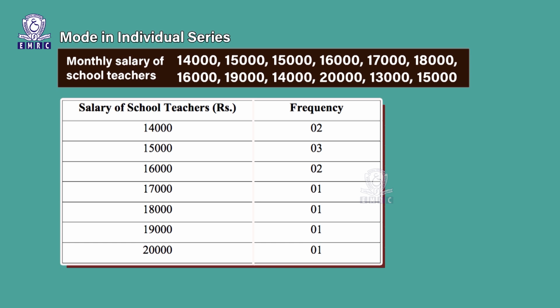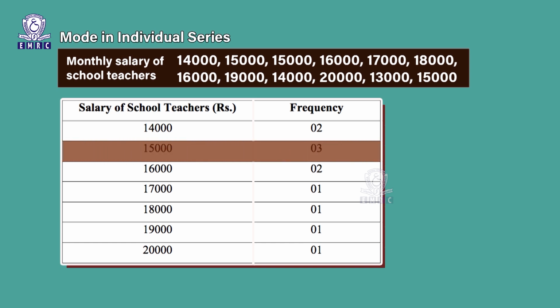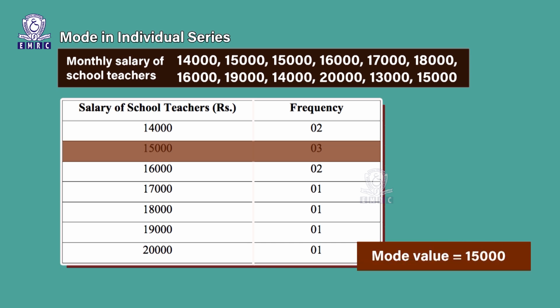After doing this, the next step is to identify the most commonly occurring figure, that is 15,000, because there are 3 teachers who are drawing the salary of 15,000 per month. It is being repeated 3 times. So the mode value is rupees 15,000. I hope you are very clear. Whichever is repeated more times, that is going to be the mode value or the modal value of that particular series.